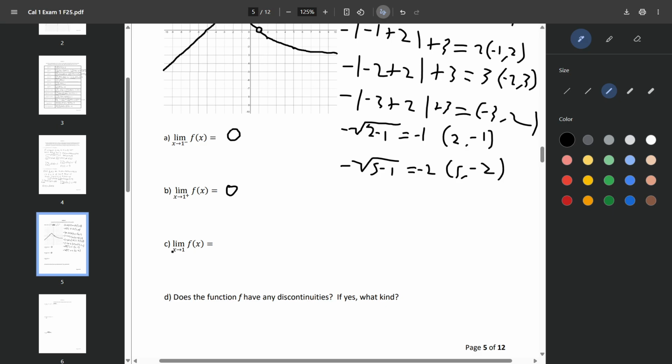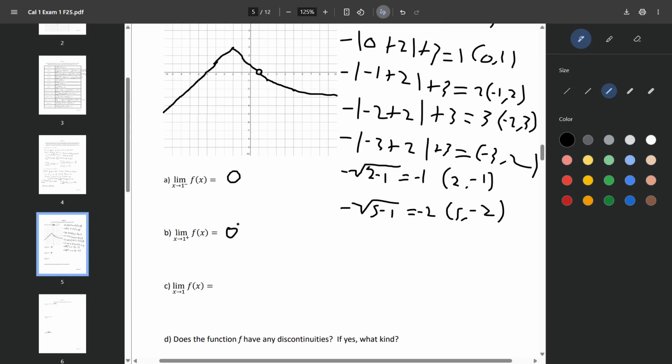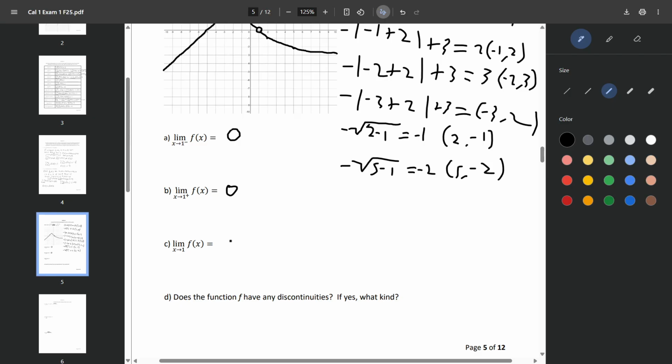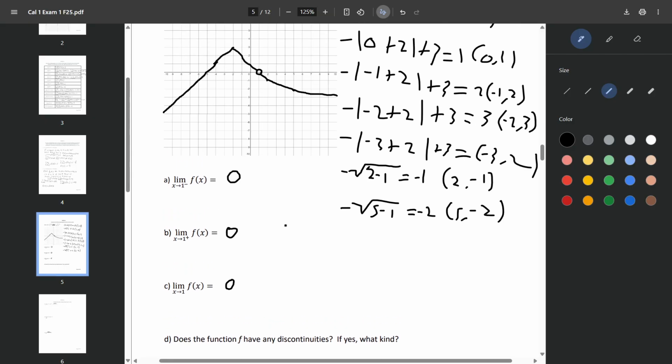And C is limit of x approaching 1 of f of x. Since our two previous answers for the left and right hand limit are 0, and since we can see that both sides of the limit also equal 0, our limit has to be equal to 0.